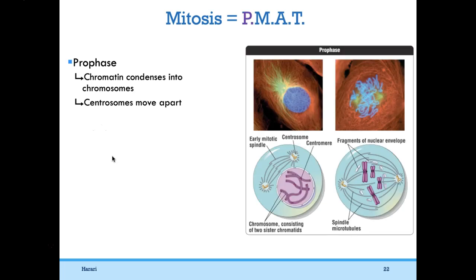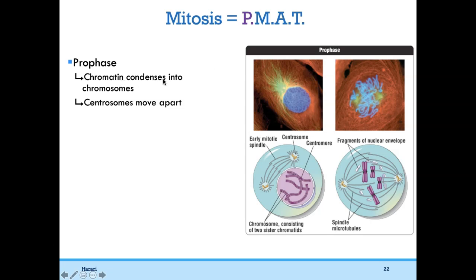Okay, so let's start with prophase of mitosis. So, before prophase, the cell looks like this. The nucleus has DNA that's unraveled. There's one centrosome with microtubules. But what we're going to see in prophase, sorry, there's two centrosomes, but they're together right now. So what we're going to see in prophase is that the centrosomes will start to move to opposite sides of the cell.